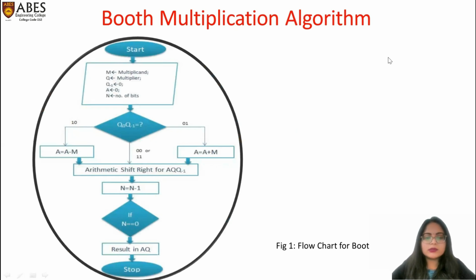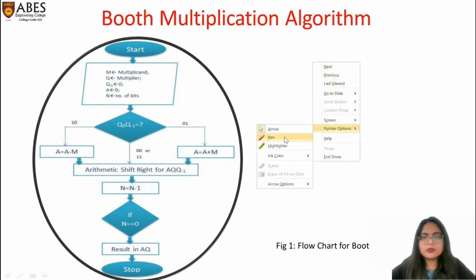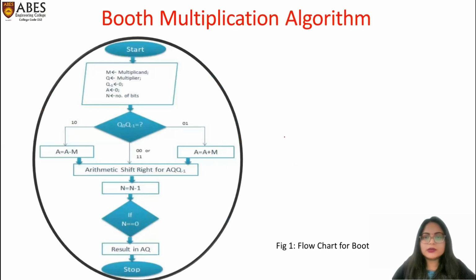So let's start. I'm going to explain the Booth algorithm multiplication flowchart. We are going to multiply two integers. The first integer will be entered inside the M variable, which stores the multiplicand, and Q is treated as the multiplier. Now we are taking one additional bit, that is Q minus 1. What is this Q minus 1?